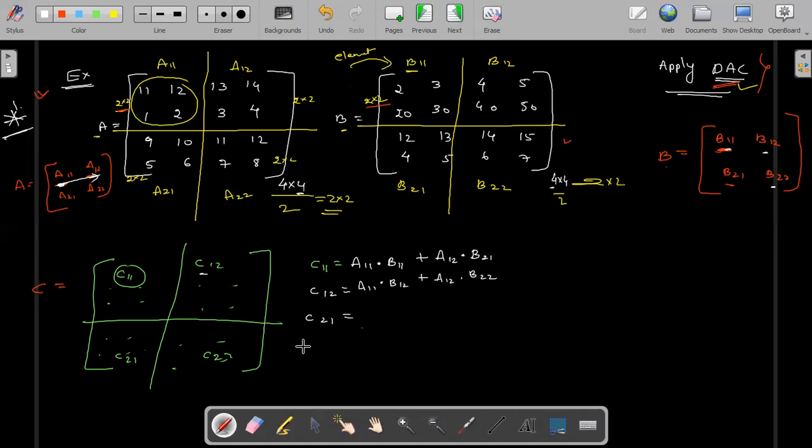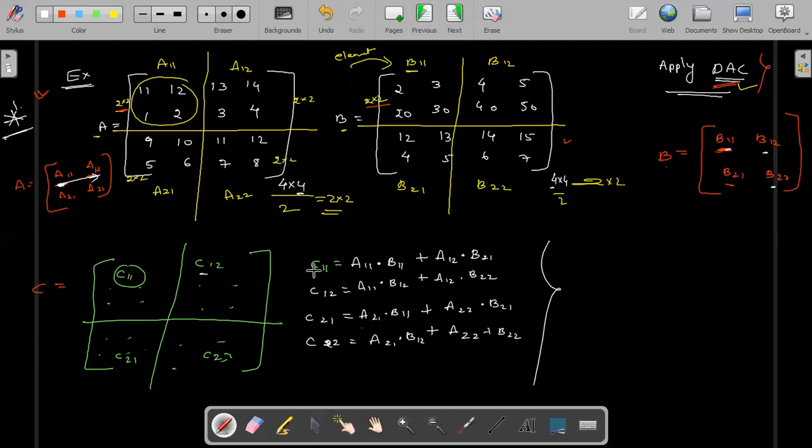This is actually a formula. Just see, I am going to write here A21 B11, correct? Okay, fine. That is correct. Plus A22 into B21. Again C31, sorry, 22. That is equal to A21 dot B12. Now plus A22 plus B22. So this is the formula, you have to use it.